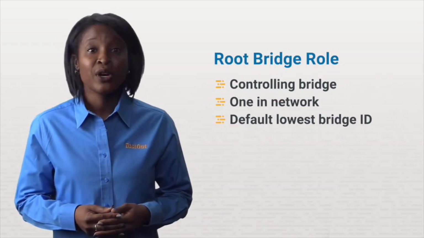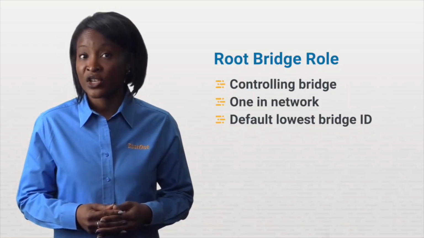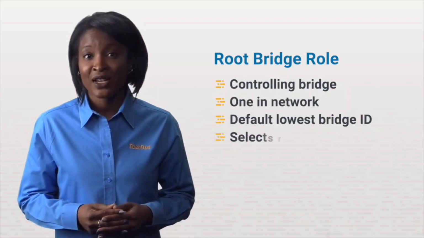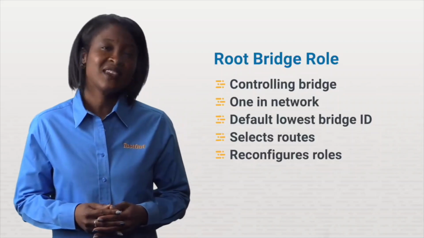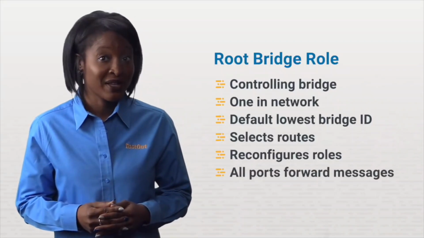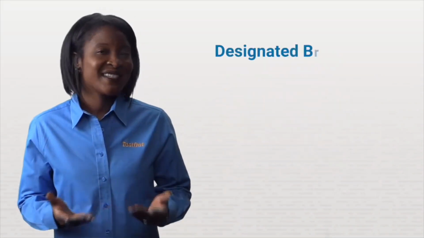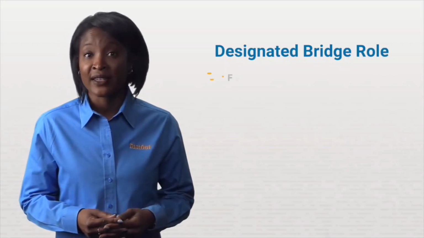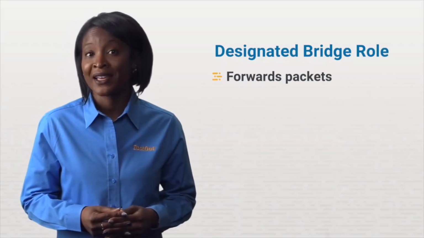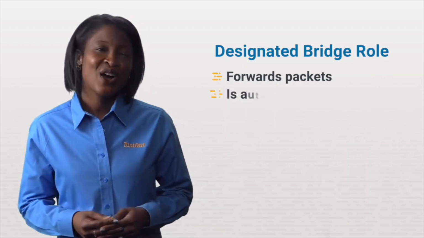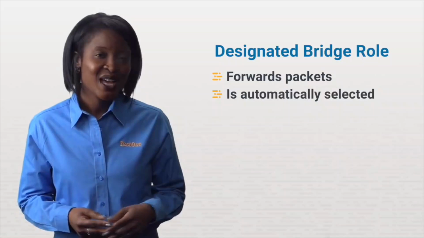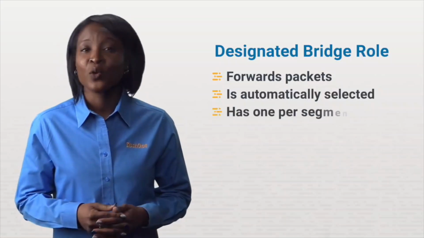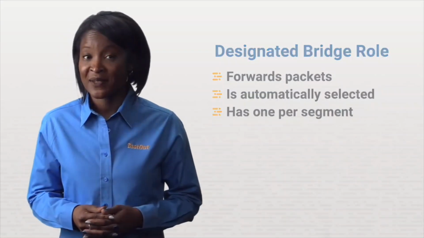The root bridge periodically broadcasts configuration messages that are used to select routes and reconfigure the roles of other bridges if necessary. All ports on a root bridge forward messages to the network. A designated bridge is any other device that participates in forwarding packets through the network. They're automatically selected through the exchange of bridge configuration packets. To prevent bridge loops, there's only one designated bridge per segment.